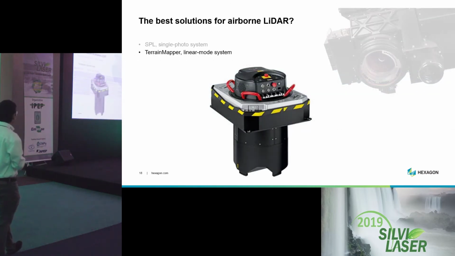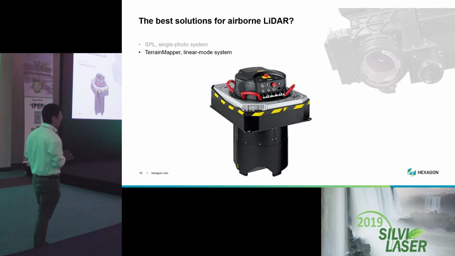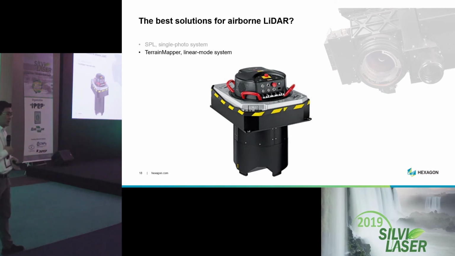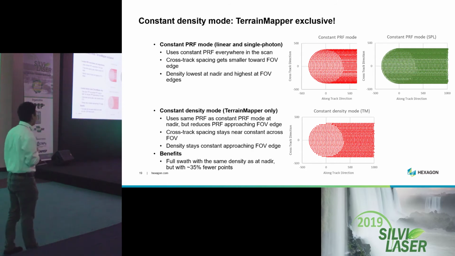Okay. So going forward with the linear mode, sometimes we need to have an even point distribution. This makes a lot of difference when you do some analysis. When we have this kind of case, we suggest that a sensor that has a constant density mode available is much more suitable.